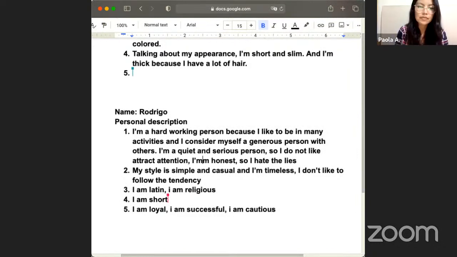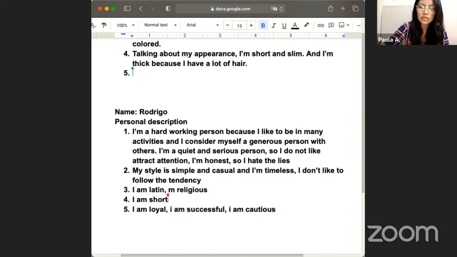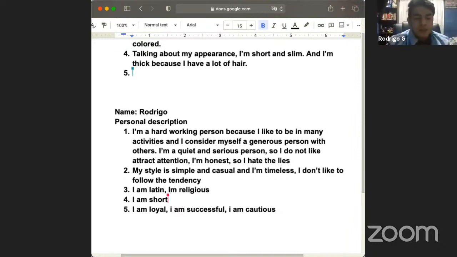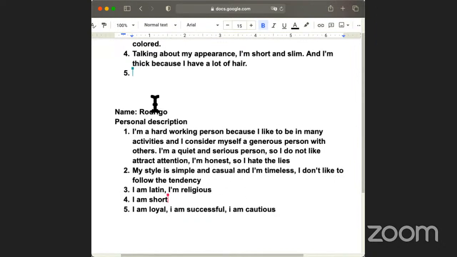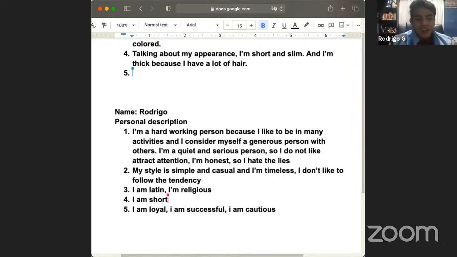Right. So about my nationality, I am Latin. I was born in Bolivia, and I am really religious because I believe in God. Not good. God.